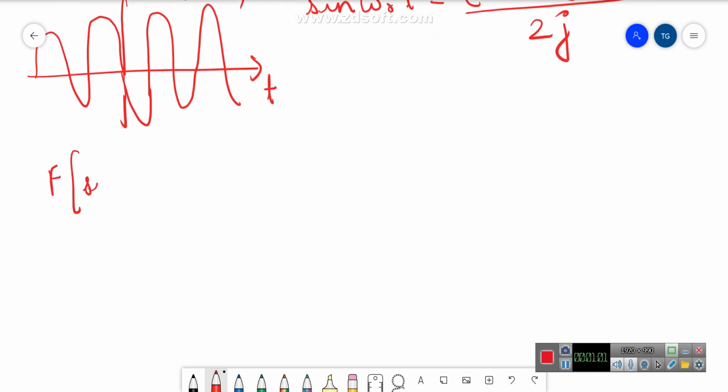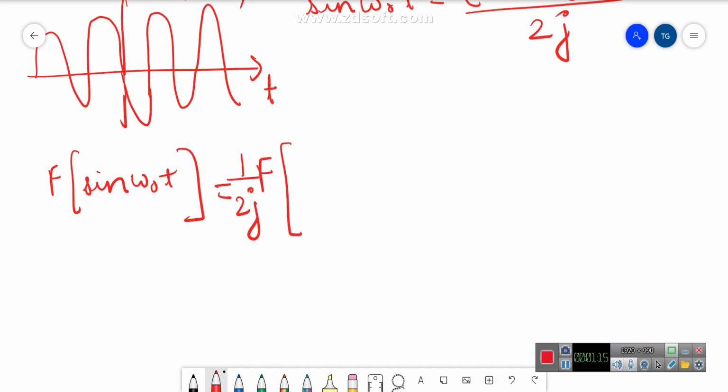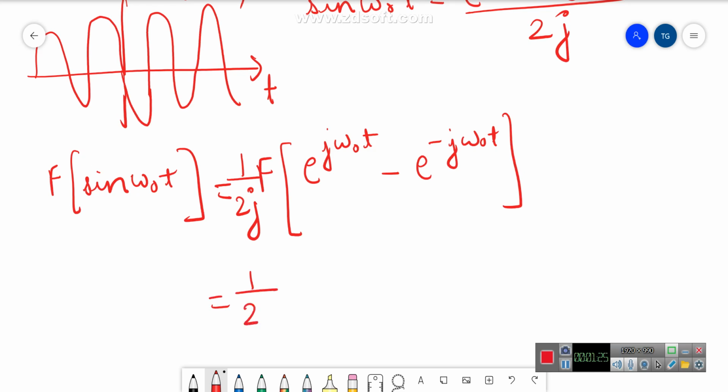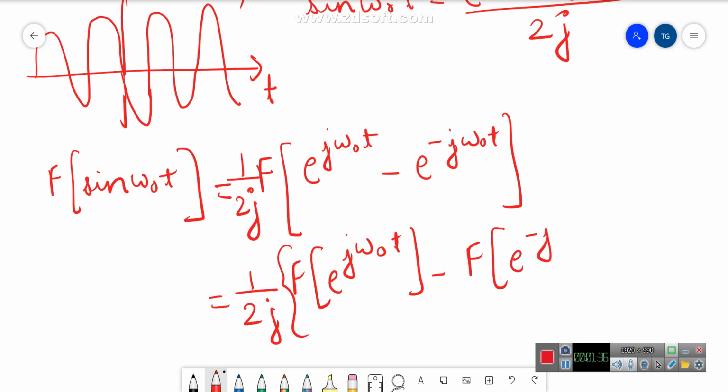So now we know this Fourier transform of sine omega naught t can be expressed as what? Fourier transform of this, 1 by 2j is a constant and can be brought out. This is e to the power j omega naught t minus e to the power minus j omega naught t. So this can be given as Fourier transform of e to the power j omega naught t minus Fourier transform of e to the power minus j omega naught t.